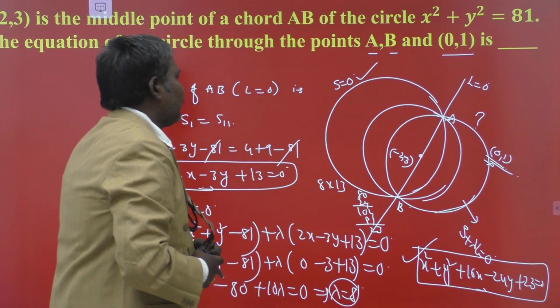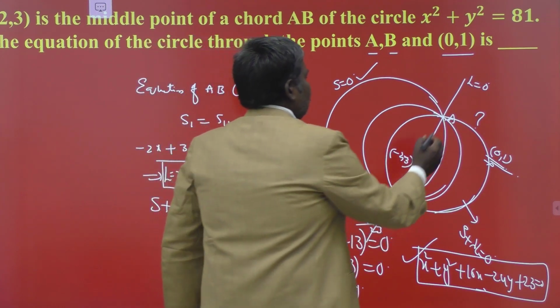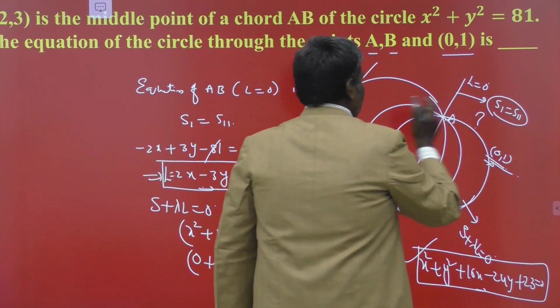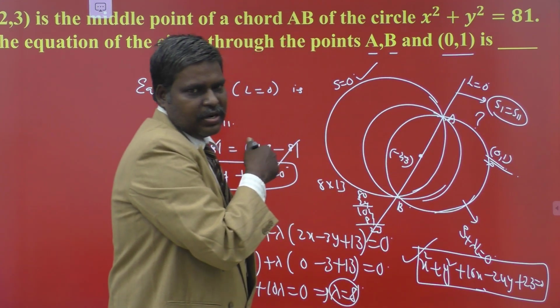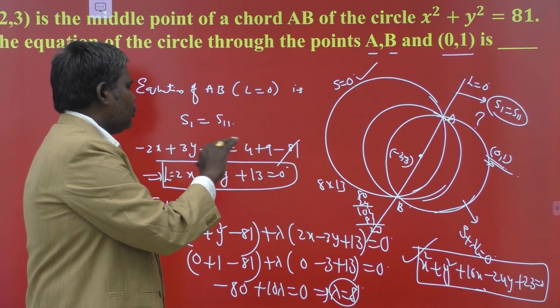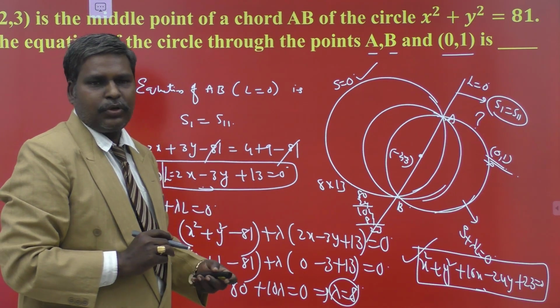So indirectly they have given the line equation. We are preparing the equation of line by using S1 equals S11 in this problem. There is nothing new in this problem. Just by writing S1 equal to S11, we obtain the equation and form S plus lambda L equal to 0. Substitute (0, 1), we obtain the required equation. Okay.